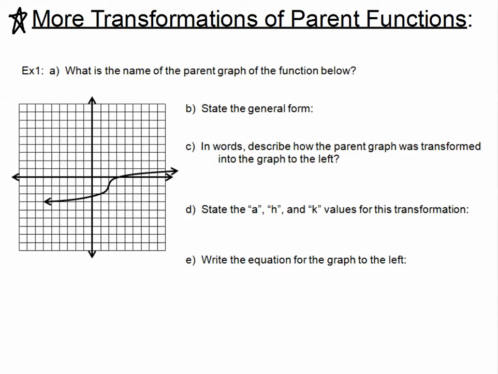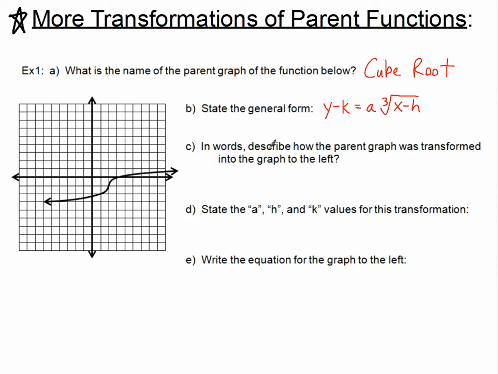So let's answer some questions first. What is the name of the parent graph of this function? So here's the graph, and you should be able to identify that this is the graph of a cube root. So that's what we're talking about here, a cube root function. The general form for a cube root would be y minus k equals a times the cube root of x minus h. Now you can do the y minus k, or some people will just do y equals and put plus k over here. And that's fine. Either one of those, of course, is acceptable.